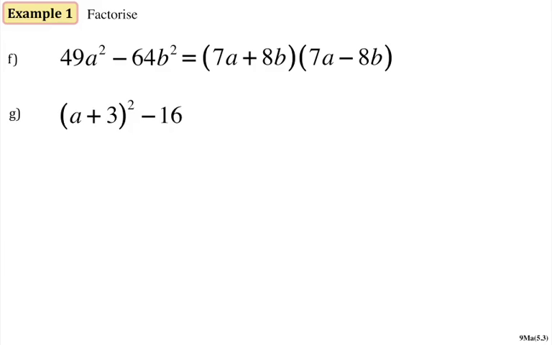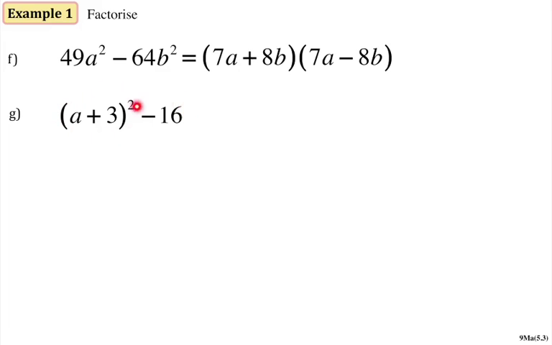Now we're going to get tricky. This is quite an interesting question. Is it a difference of two squares? Well, the answer is yes. There's your minus sign. If we look at the last term first, 16, is that a perfect square? Yes, because 4 times 4 is 16.